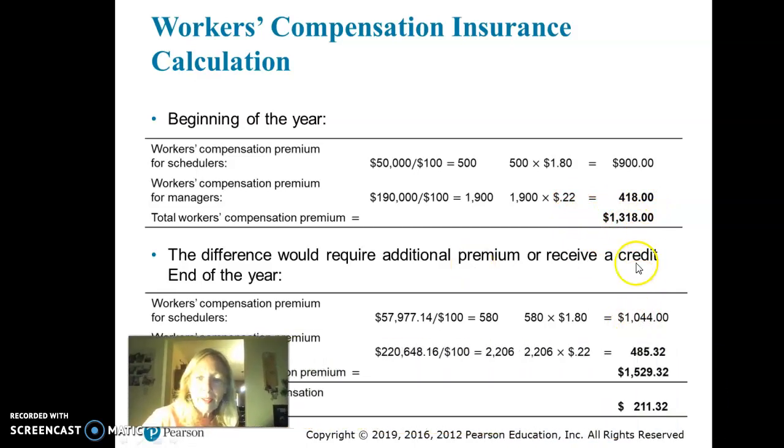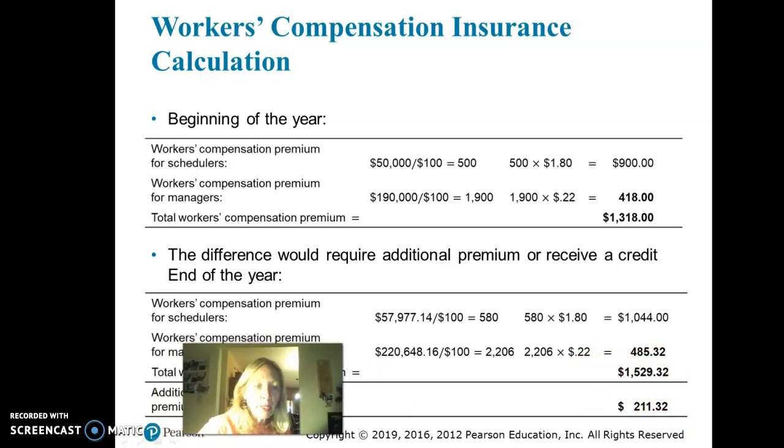Then you have to go back at the end of the year, and you have to say, how much did you actually pay your employees? Well, I actually paid them $57,000. So the real amount that I owed was $1,044, and I only paid $900. So I owe a little extra. Same with this one. So this one, your employees, you estimated they were going to make $190,000. They made $220,000 plus change. So at the same rate, this is how much more we owe them. So that is the difference between the end of the year calculation and the beginning of the year calculation, is just more money you have to pay. So your total workman's comp is that. I don't even think there's a single problem that makes you do that.